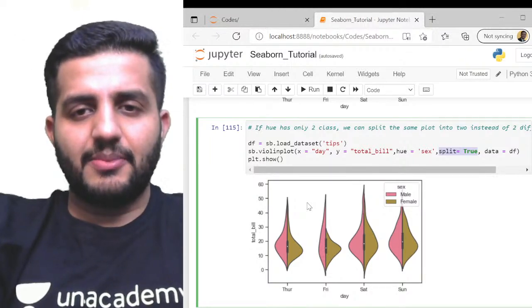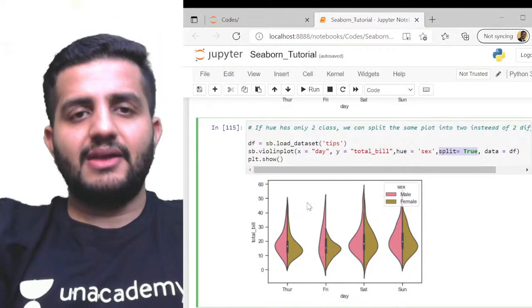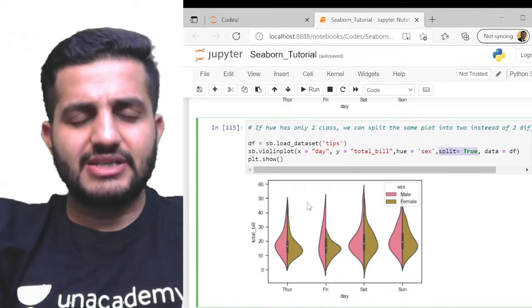So I think most probably heat plot is a major one, bar plot is a major one. So apart from that, I believe most of the things are done.